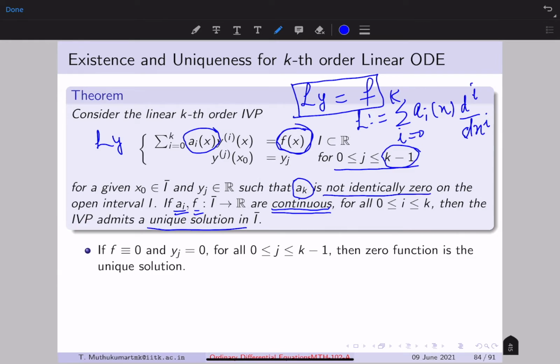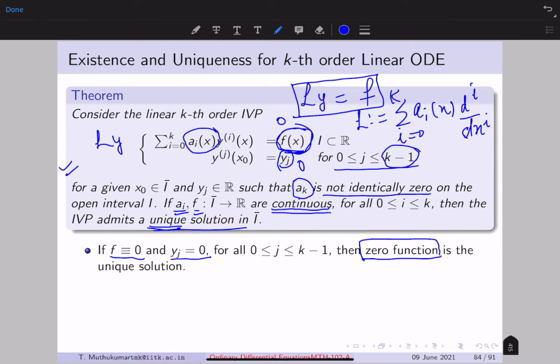Now this has a unique solution, right? That's what this theorem tells you. So the special case when f is 0, that is the right hand side here, f is 0, and the initial conditions y_j are also 0, which means the data is 0 here and 0 here. In that case, as per this theorem, there's a unique solution, and that solution is the 0 solution.